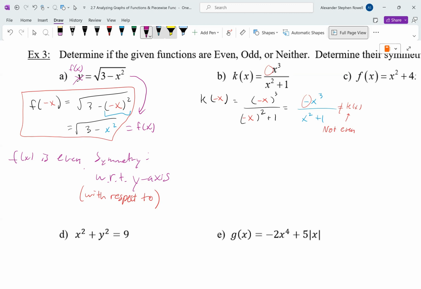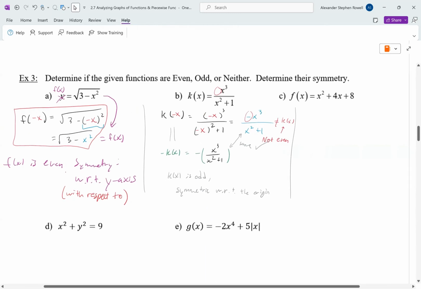We said, is it k of x or is it negative k of x? Negative k of x is equal to x cubed over x squared plus 1. Are these the same? If the negative's in the middle or the negative's on top, it's the same. Yes, they are the same, which means that because these are equal, in fact, k of x is an odd function. So it is symmetric with respect to what? Yes, the origin. Let's try part C.